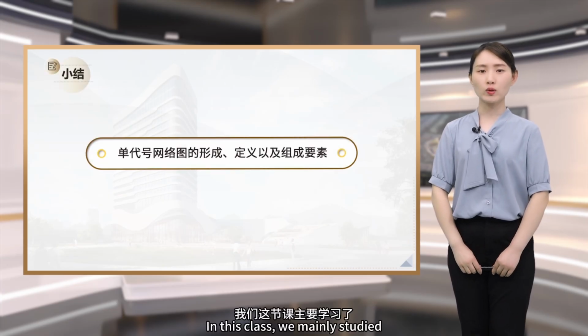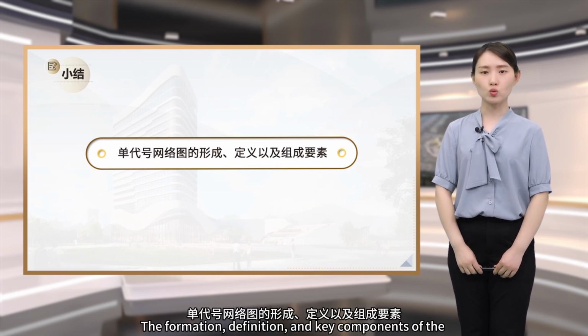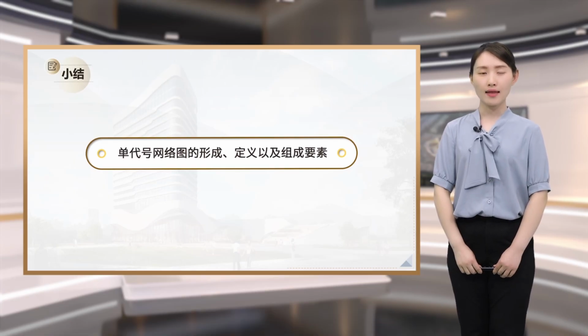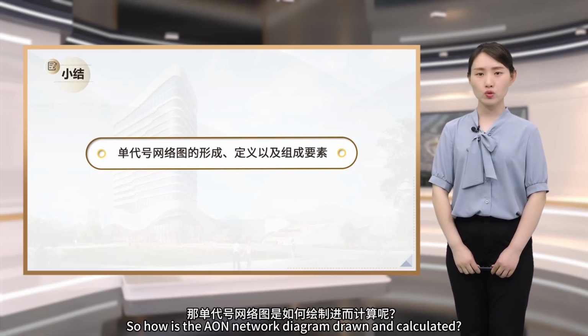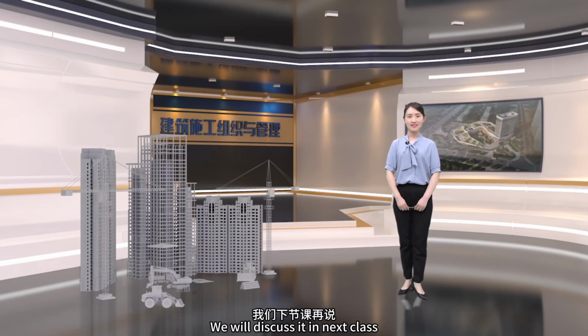In this class, we mainly studied the formation, definition, and key components of the activity on node, AON network diagram. So how is the AON network diagram drawn and calculated? That's all for today's class. We will discuss it in the next class.